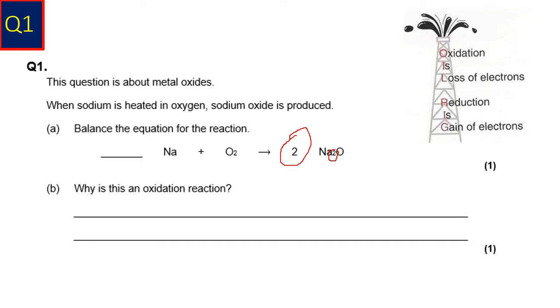And for this question, you need to tally up the number of sodiums on our product side, to work out how many sodiums we need on our reactant side. For question B, why is this an oxidation reaction? We need to think about our definitions of oxidation. So we have our OIL RIG picture up here to give us a reminder about what that is in terms of electrons, but you can also think of that in terms of gaining oxygen.